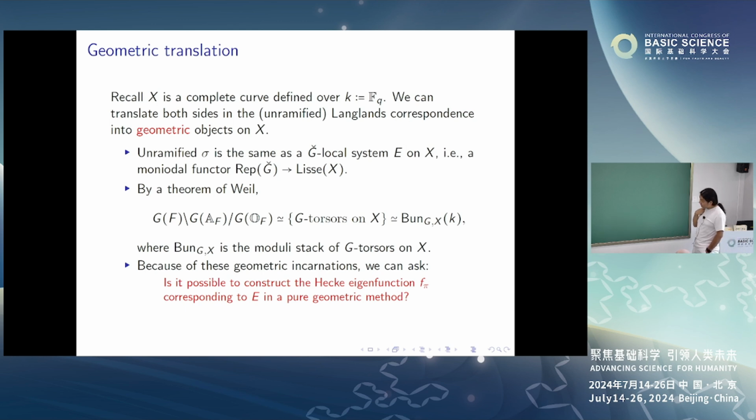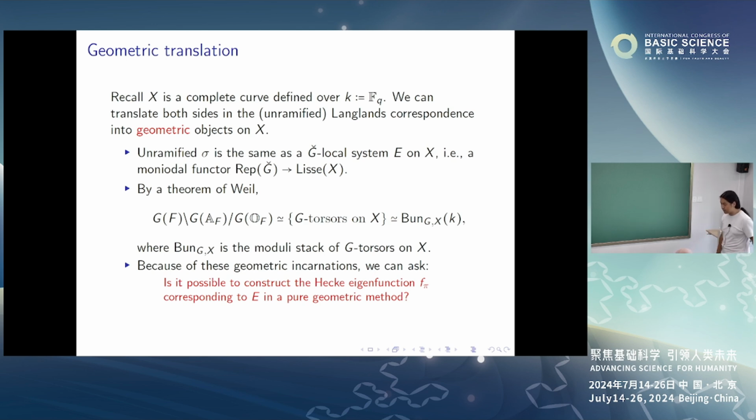Now let's look at the automorphic side. Previously, if we focus on all automorphic representations, we should study functions on this quotient. But because we are considering every unramified representation, we are actually considering functions on this double quotient. And this double quotient has some geometric meaning. With the uniformization theorem, its elements can be identified with G-torsors on X, isomorphism classes of G-torsors on X.